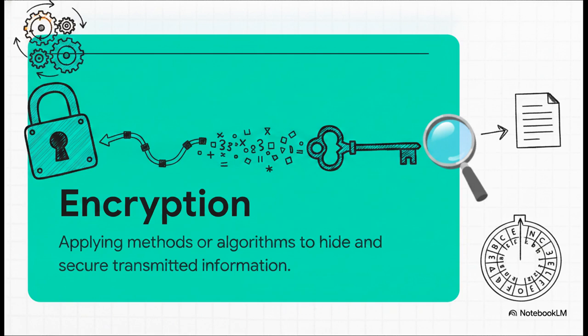Encryption. Think of encryption as your own personal secret code. It's the process of applying methods, anything from a simple letter substitution trick, like a Caesar cipher, all the way up to some incredibly complex modern math algorithms to hide and secure your data.